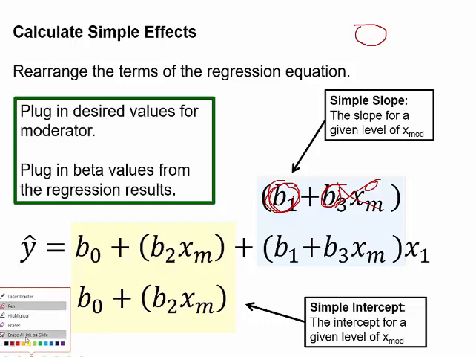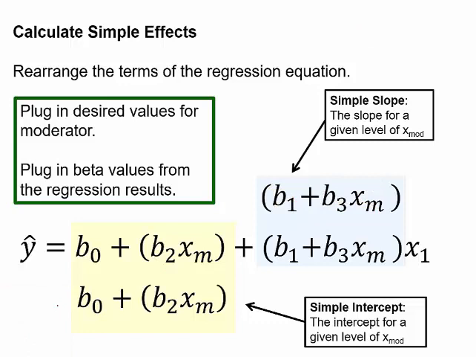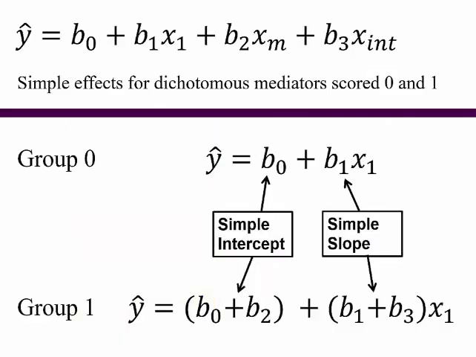So this way, we can get the intercept and the slope for people in group 1, and the intercept and the slope for people in group 0, and then we can compare them and see which slope is stronger and which one is weaker. And that's a way to probe your interaction term.